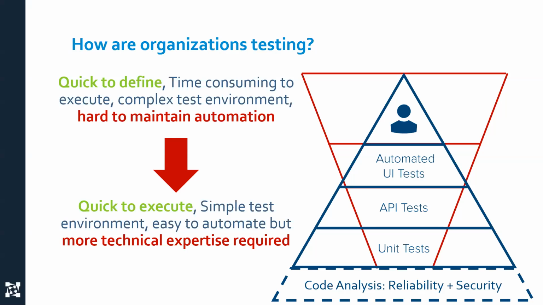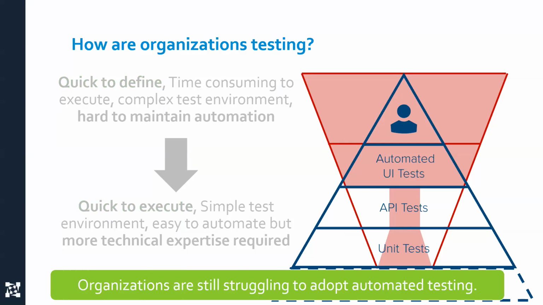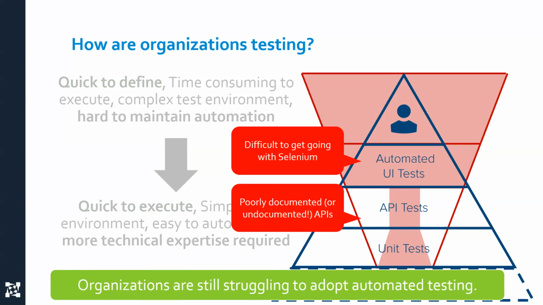So this is a challenge and a balancing act that you have to run through. And actually, when we dig into this a little bit more detail, we find that many organizations get stuck at that UI automation layer. And they get stuck for a couple of reasons. So the two things that we're going to focus on today are the challenges people have when you're talking about automated UI testing, which is the challenge of getting started with Selenium, and then the challenge they have when it comes to doing API testing, which is poorly documented or even undocumented APIs. So we're going to talk about these two today.